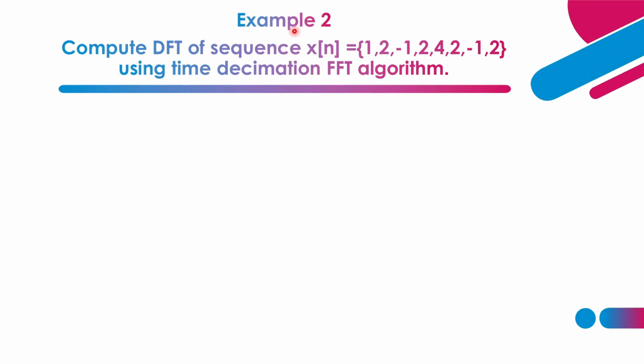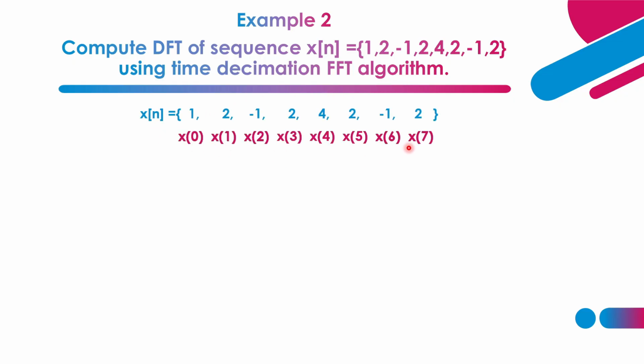Let's try another example. Compute the FFT of the given sequence using the decimation in time FFT algorithm. First of all, we label the given sequence with numbers from 0 to 7.